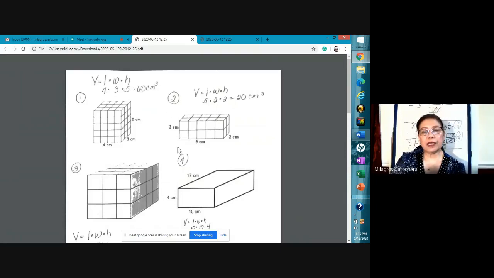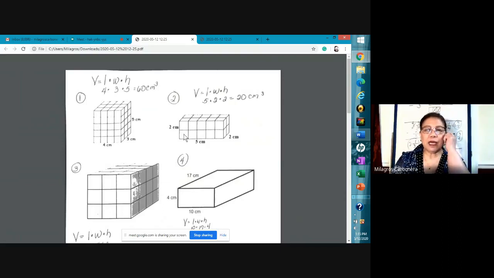Okay, I have your number 2. If you could see, the length is 5, 1, 2, 3, 4, 5, and the width is 2, 1 and 2, and the height is 1 and 2. So the length is 5, the width is 2, the height is 2, so 5 times 2 is 10, times 2 is 20. So the volume of this rectangular prism is 20 cubic centimeters. Okay?